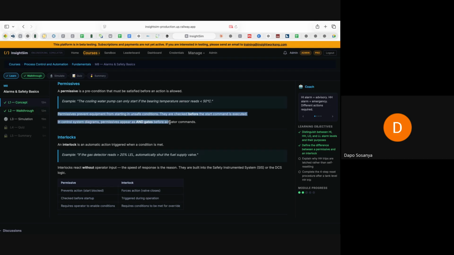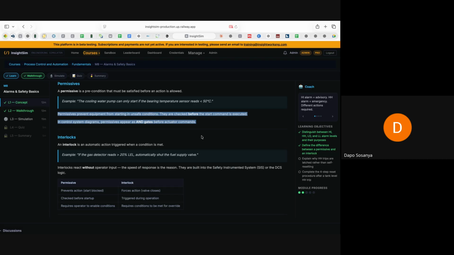Let's try to unpack this. So permissives are a set of conditions that must be met before equipment starts, and it helps to prevent the equipment from starting in an unsafe condition.